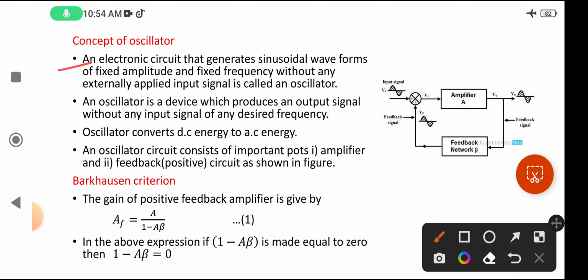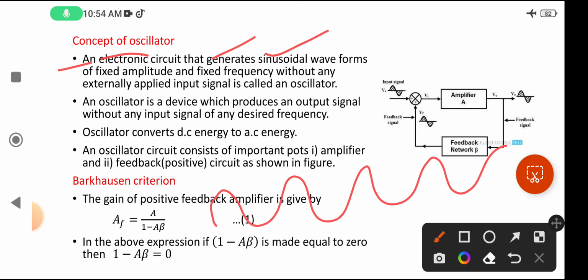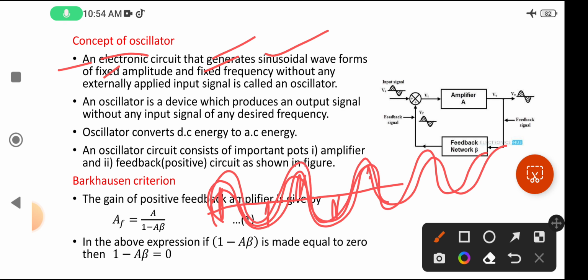Here oscillator means an electronic circuit or device that has to generate a sinusoidal waveform, meaning a sine wave. These waveforms have a fixed amplitude, which is always the same, meaning constant, and a fixed frequency: in 1 second, the same number of crests and troughs must come, and the same value has to come again after a certain time. So their frequency and amplitude must be constant. That waveform is called a sinusoidal waveform, and the device which produces it is called an oscillator.